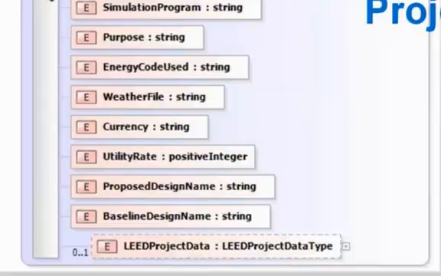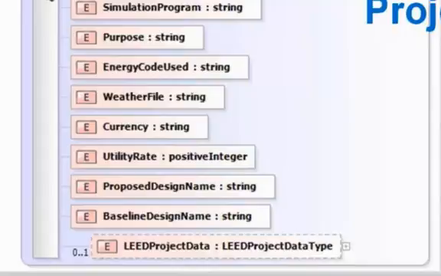And then one last one is the currency. So currency defines really what is the energy metric that we're defining for this. Is it site energy? Is it source energy? Is it time-dependent valuation that California uses? So it's defining the energy metric that's used for comparison.